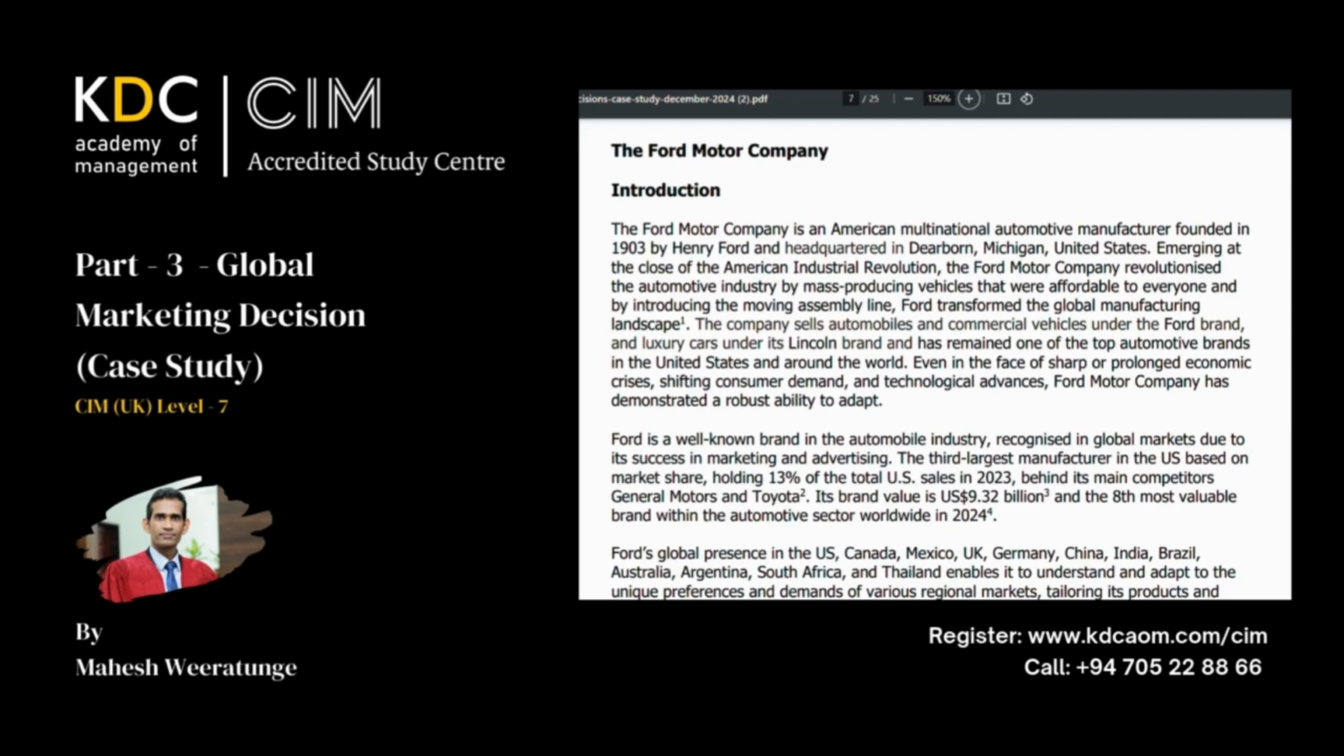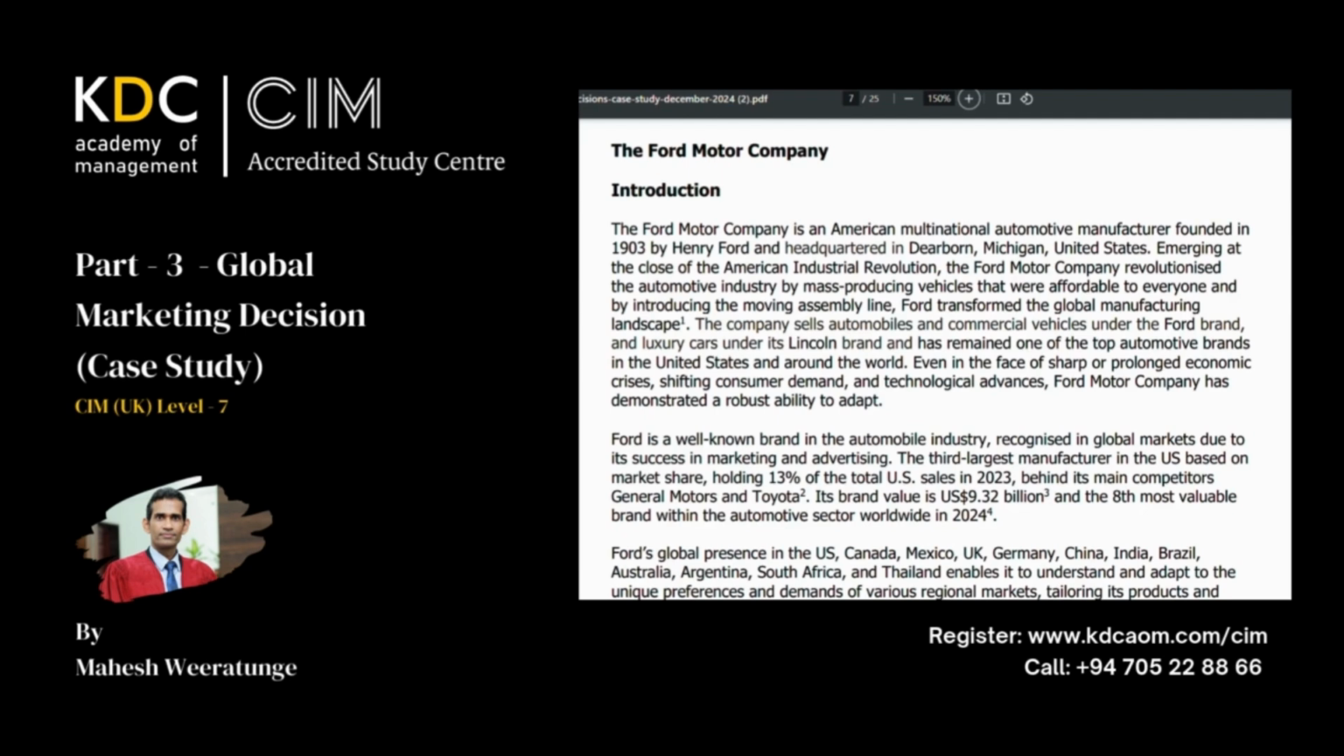So what I'll be doing, I'll be reading the paragraph and I'll be briefing whatever the key areas that you all need to focus on in your learning, and what are the things that you need to gather from each one of the paragraphs that are there. So the Ford Motor Company, the introduction.